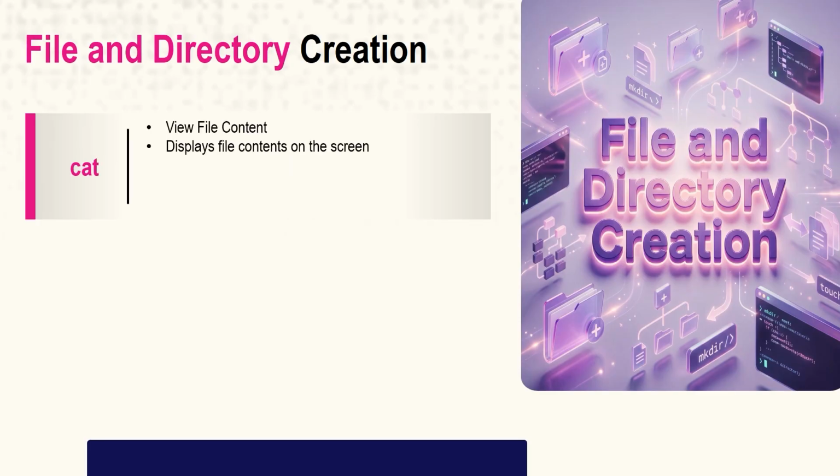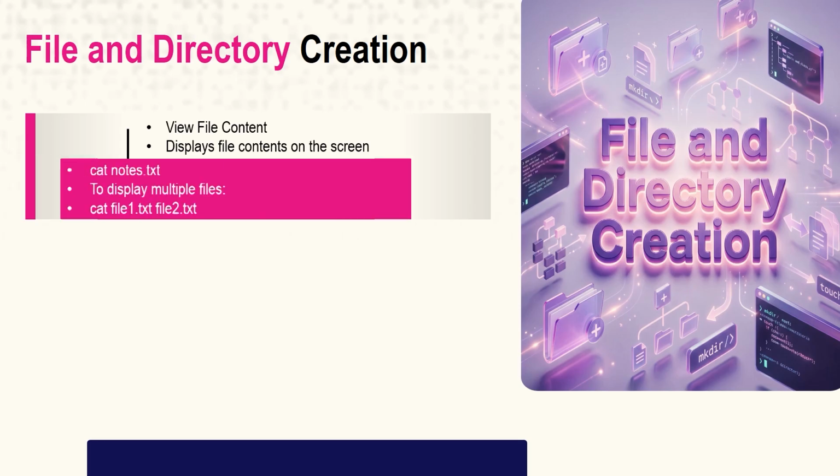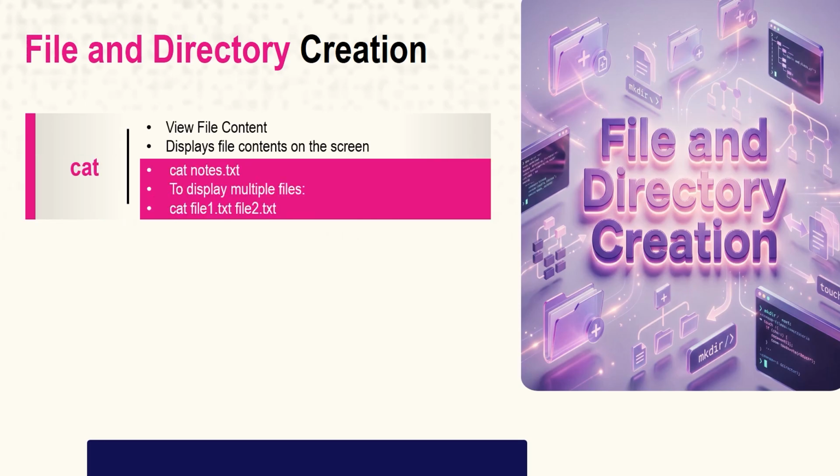To view the content of a file, we can run the command cat. This command will display the file content on the screen. For example, we will run this command now to see the content of the file notes.txt. So we will run the command cat notes.txt.